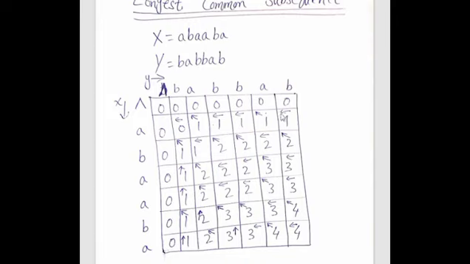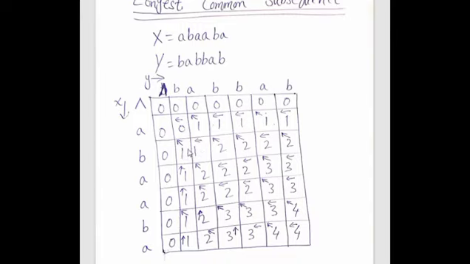Come to the next row. Compare it with every column. B with B, a match is found. So this is the diagonal, add 1 to the diagonal and write 1 here. Compare it with the next column, B with A, they do not match. Go one row back, one column back, so both are 1 and 1.